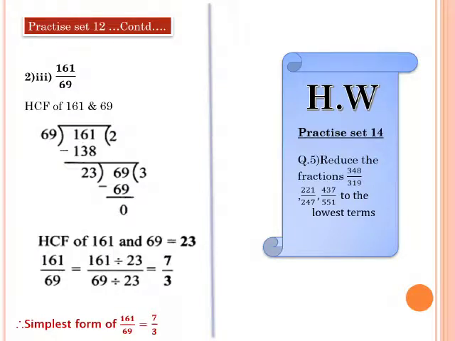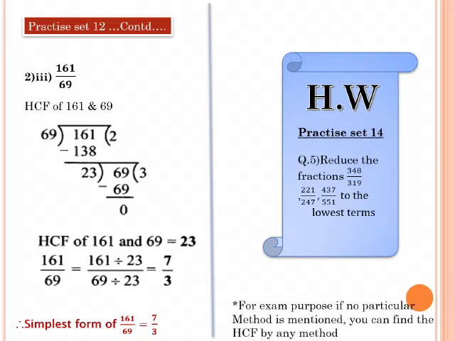A small note, children, for exam purpose, but still I am mentioning it right now. In your question paper, if no particular method is mentioned, you can find the HCF by any of the 3 methods whatever you have learned. In case they mention a method, then strictly you have to follow that method.